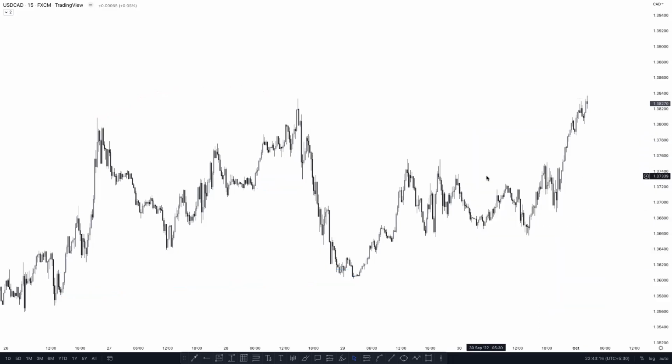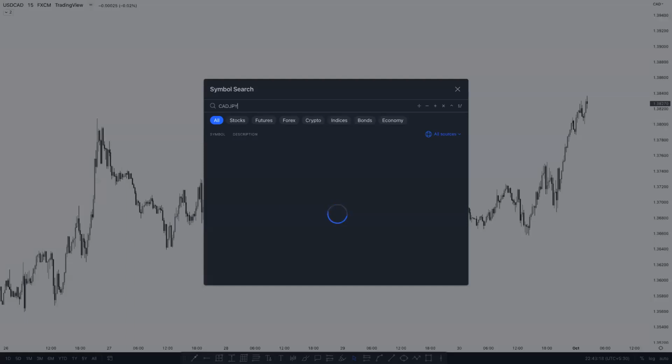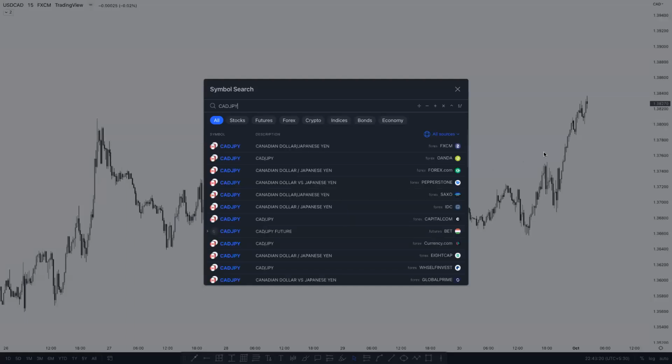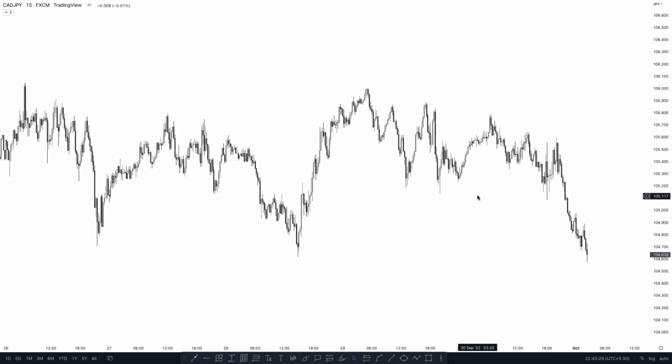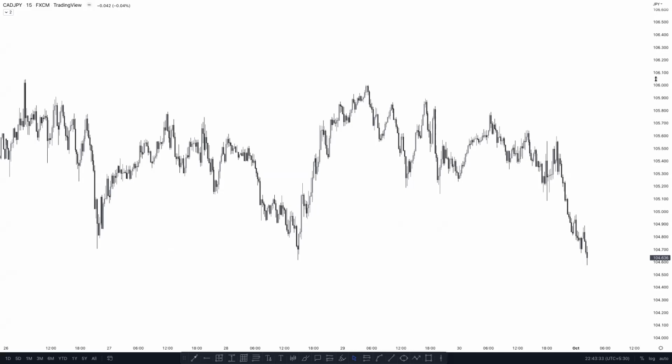CAD JPY. Okay, let's look at CAD JPY. Okay, most welcome. Which time frame are you looking at for CAD JPY? Please mention the time frame also. 15 minutes. Okay.